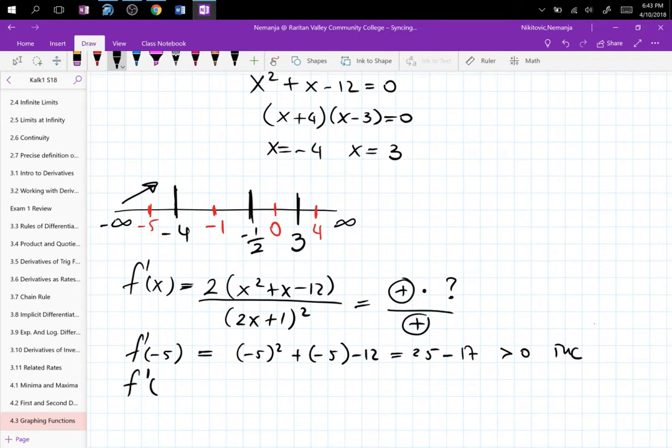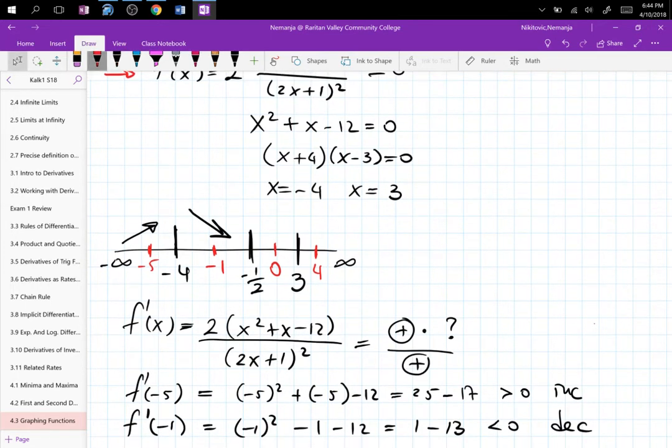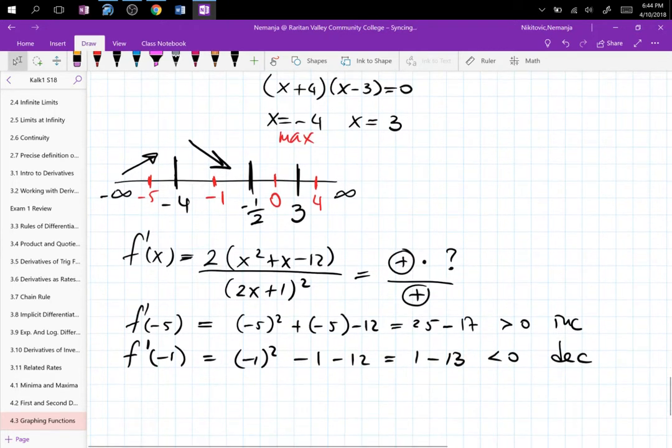F prime computed at negative 1. It's negative 1 squared minus 1 minus 12. This is 1 minus 13. That's negative. Decrease. Aha! I know there is a max over here for negative 4. Beautiful.